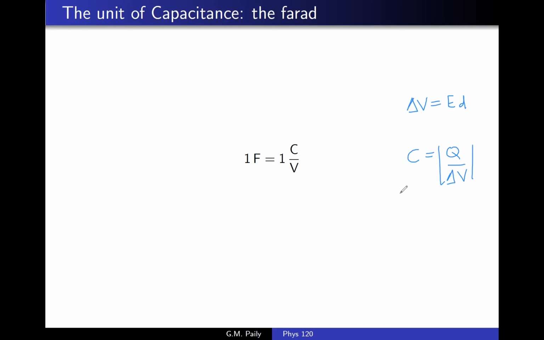And finally, just a note on units, capacitance is measured in farads. And as we can see, since C is equal to Q over delta V, a farad is equal to 1 coulomb per volt. The farad is named after Michael Faraday, an extremely interesting figure who didn't have much formal education, but went on to make major contributions to the study of electromagnetism.